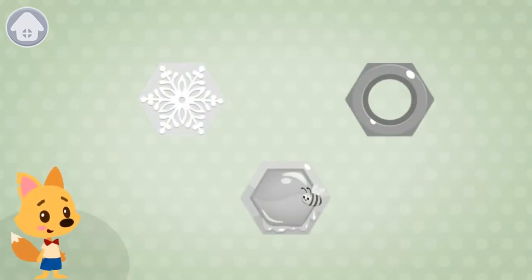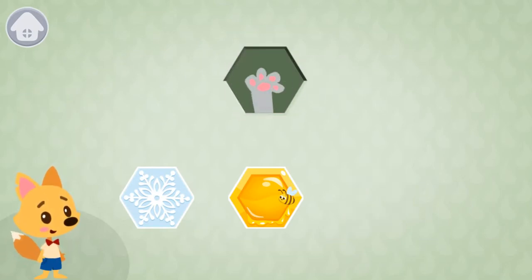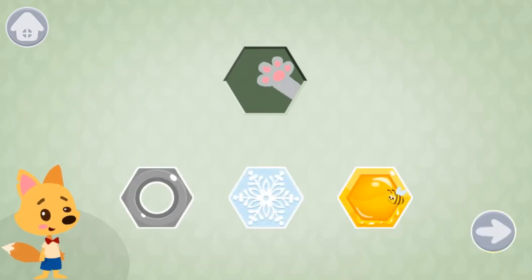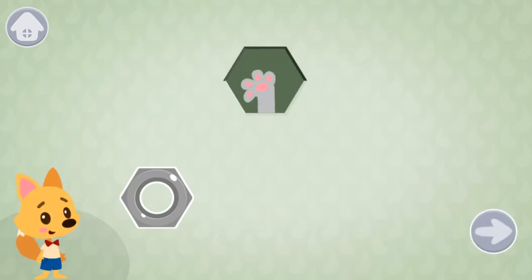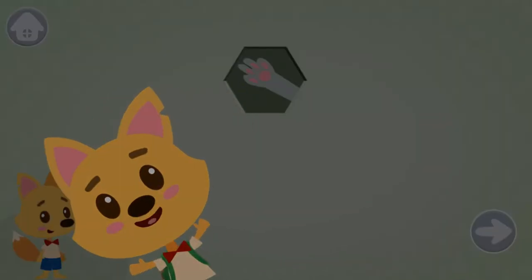Tap on all the hexagon-shaped items. Nut. Honeycomb. Snowflake. Drag the hexagon-shaped items into the window above. Fine. Super! High five!